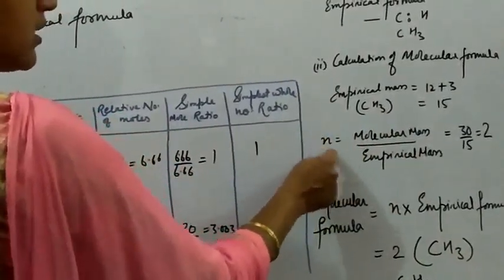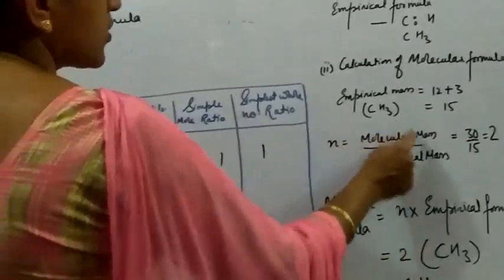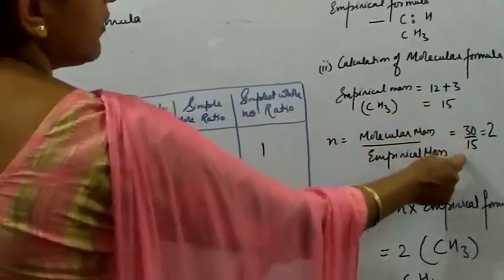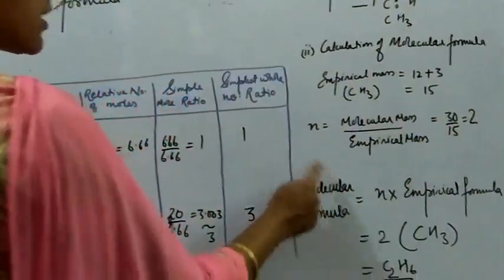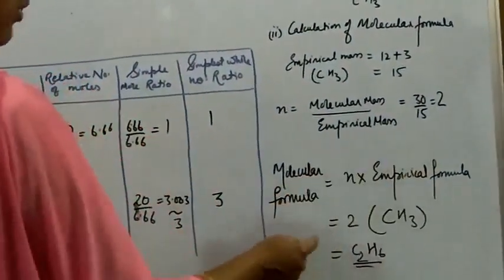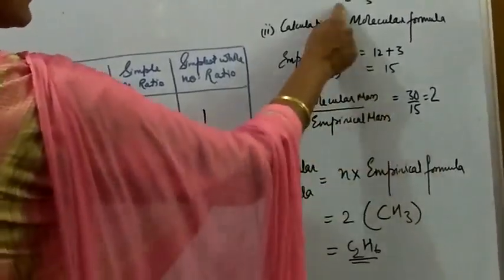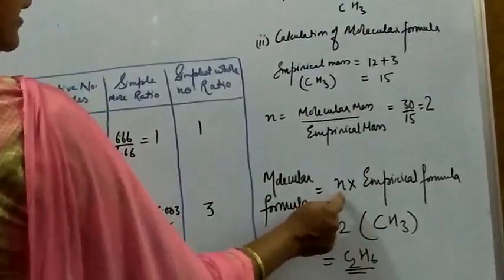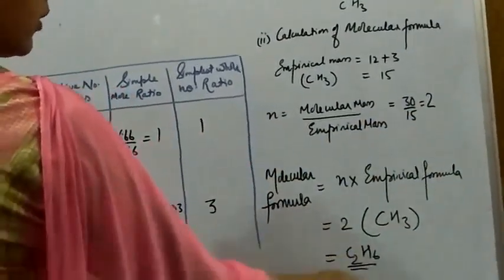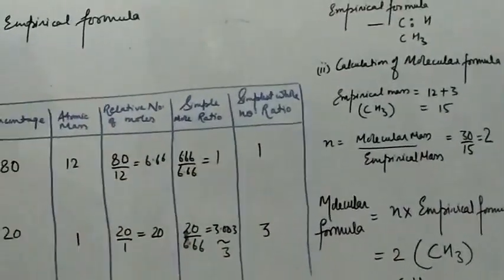Now next step is to find out the ratio of the molecular mass to the empirical mass to get the number n, right? The multiple n. So we are just dividing molecular mass given as 30 divided by 15, we will get 2 here. Now what is the molecular formula? It is n times the empirical formula. Now what is the empirical formula? It is CH3. Right? N times, that is 2. We will get the formula C2H6. So the molecular formula obtained is C2H6.